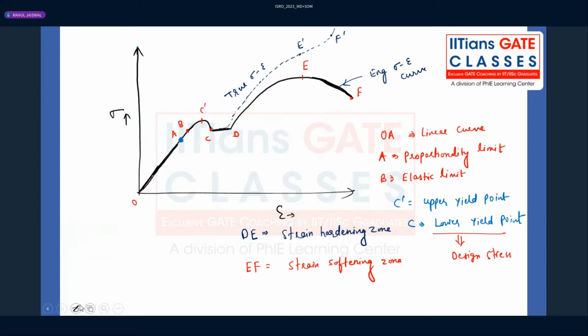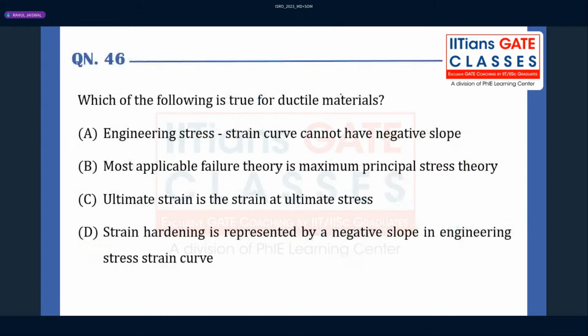Strain softening zone. You will find in the engineering stress strain diagram, basically parts of the curves are having positive slope. See that? Even here, when you take the slope of strain hardening, that is also positive, anti-clockwise. But when you follow this particular slope of this curve, you will find that it is having negative slope, right? So they are mentioning in the first statement A, engineering strain curve for a ductile material cannot have a negative slope. Wrong.